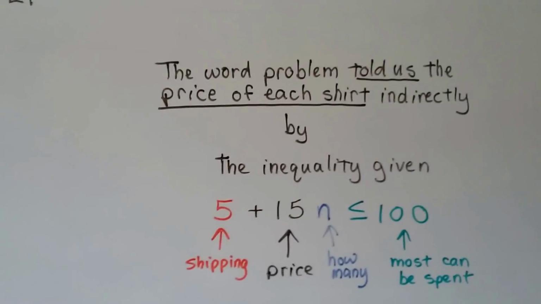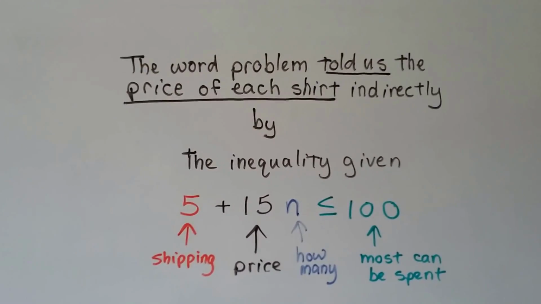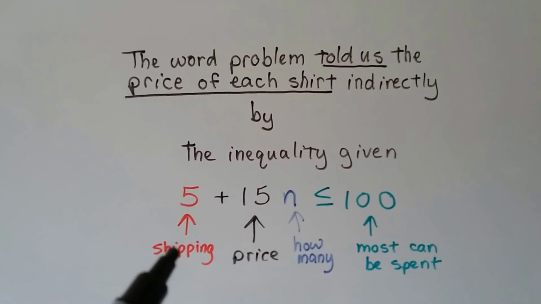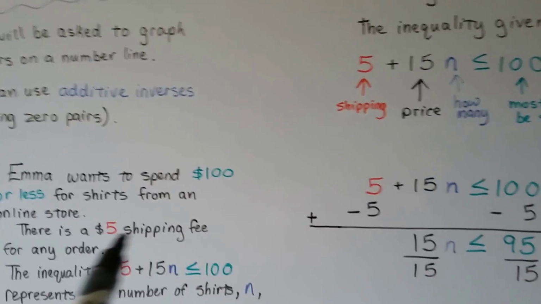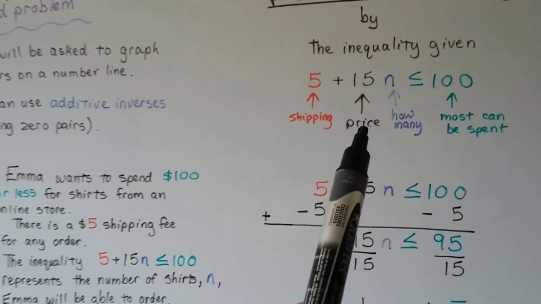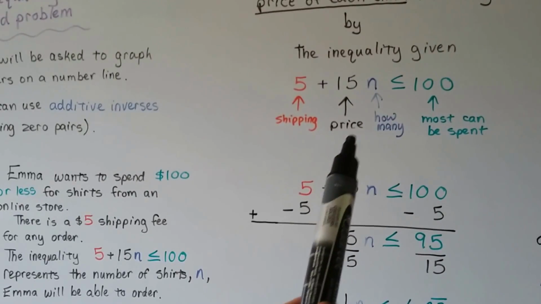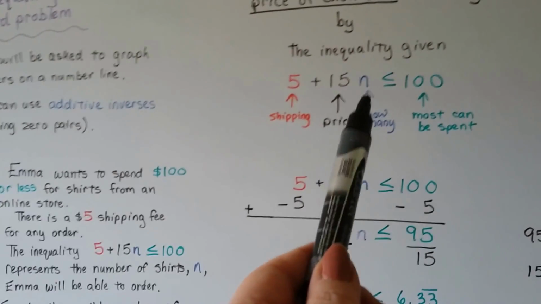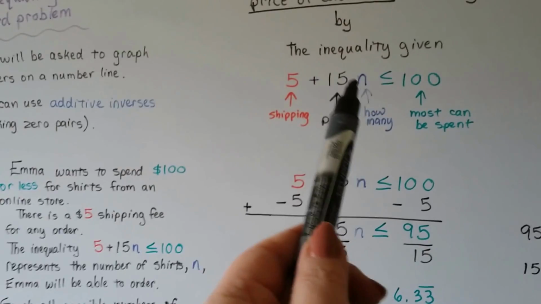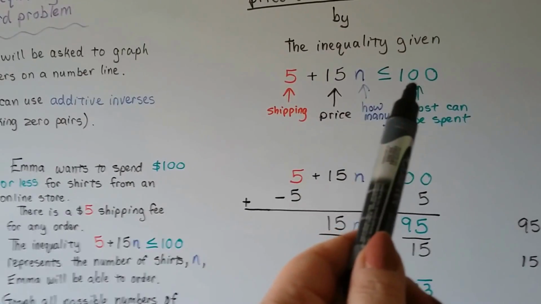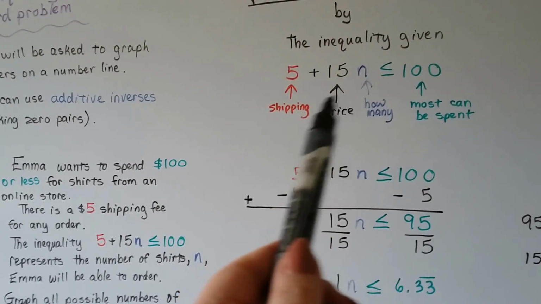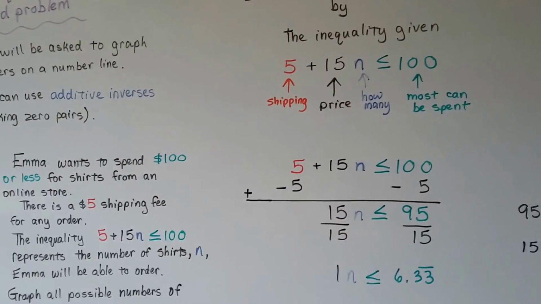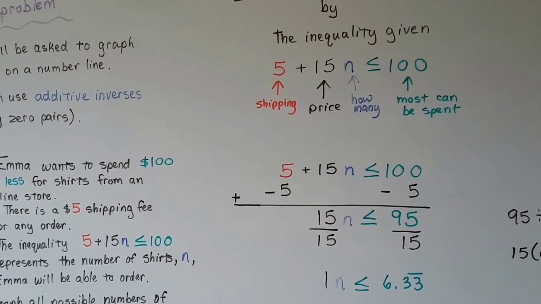Now, the word problem told us the price of each shirt indirectly by the inequality given. The $5 is the shipping fee. The 15 is the price of each shirt. The n is how many shirts, because however many shirts she orders, we're going to multiply it by the price of the shirt, aren't we? And she only has $100 to spend, so the shipping and the price and the amount of shirts has to be less than or equal to 100. That's the most she can spend.